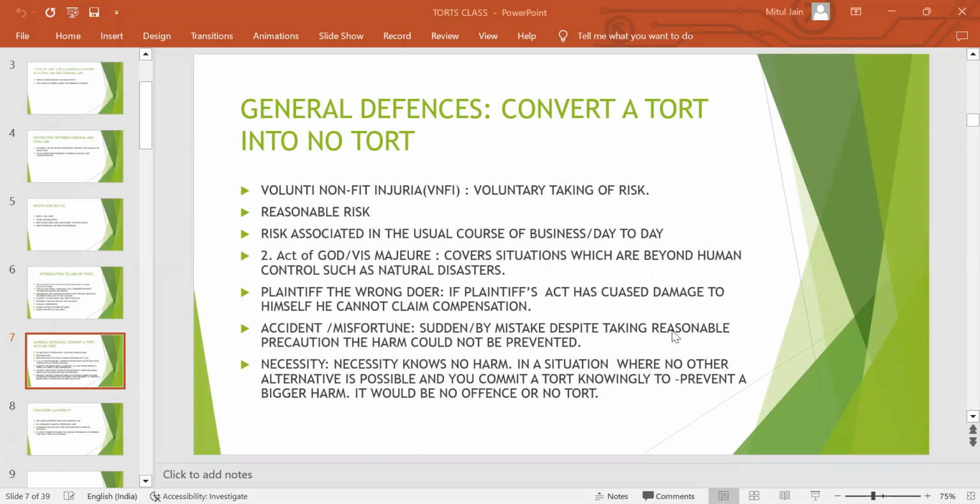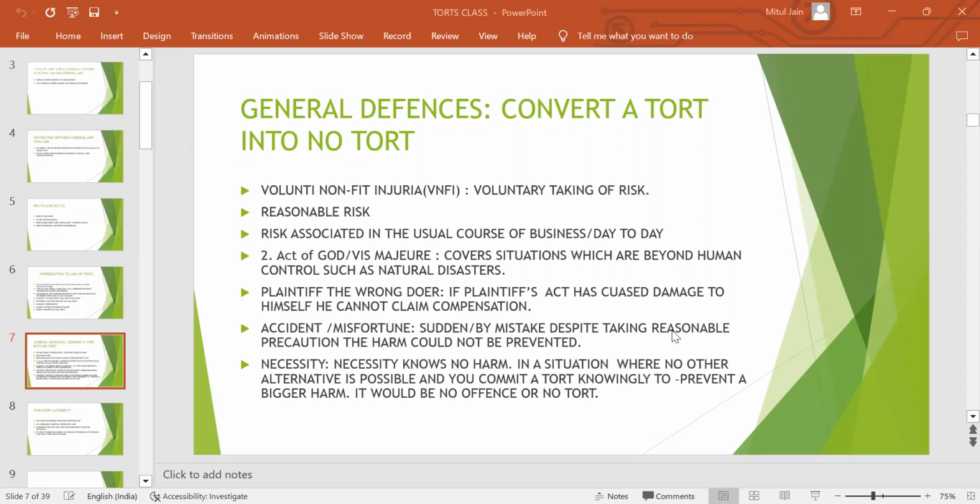Because I clearly stated in the question that the staircase were on fire and there was no other way to save him except to throw him from the building. Right. So definite सी बात है कि उस सिचुएशन में you cannot claim any compensation, and that is the reason why you would get the defense of necessity.